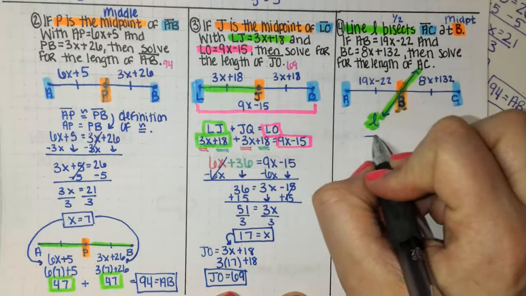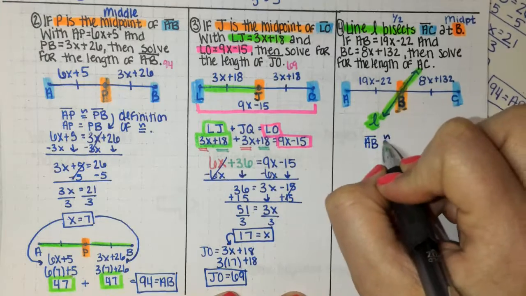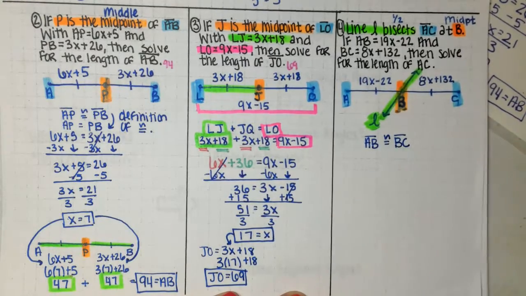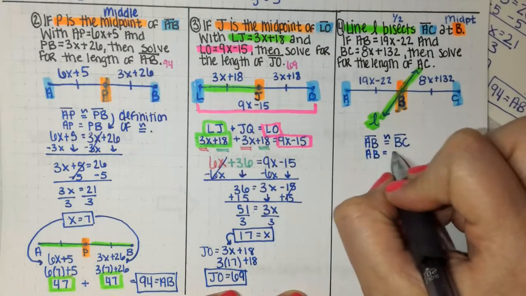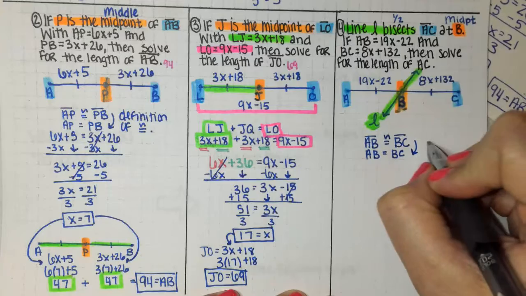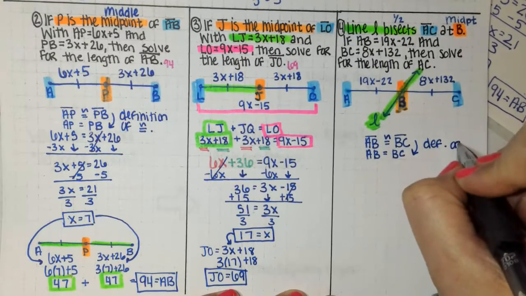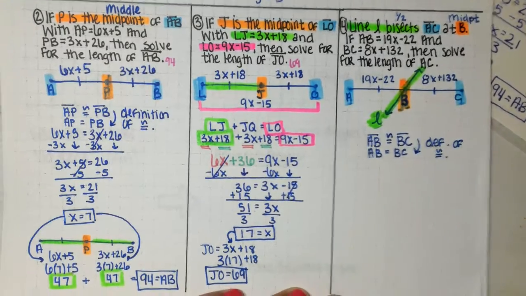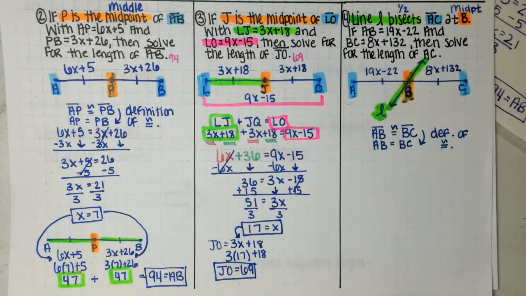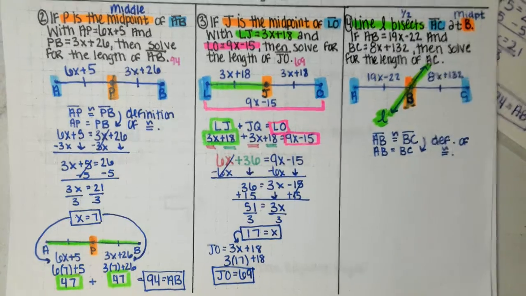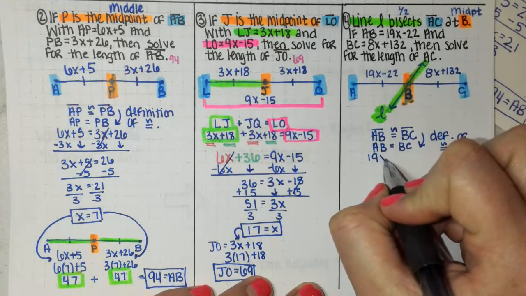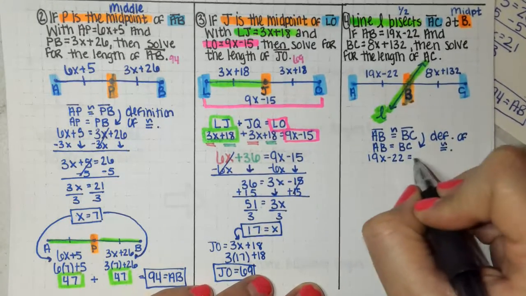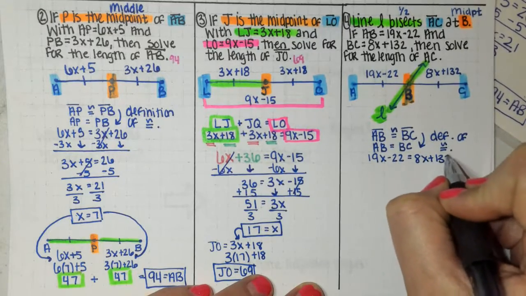All right, so segment AB is congruent to segment BC. Once we go from congruent, we change it over to equal. This is called the definition of congruency. And I'm going to abbreviate that. That's the definition of congruency. So we wrote our equation. Step 3 is to write the equation, which we did, and then we're going to substitute. So AB is 19x minus 22 equals BC is 8x plus 132.